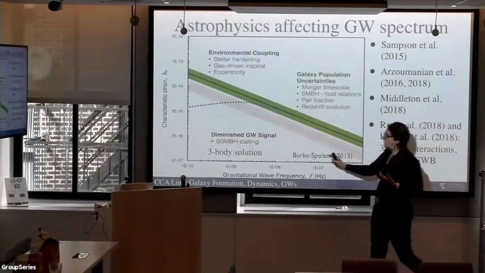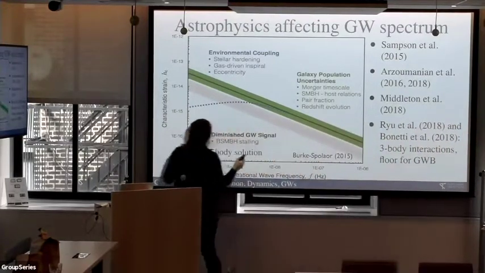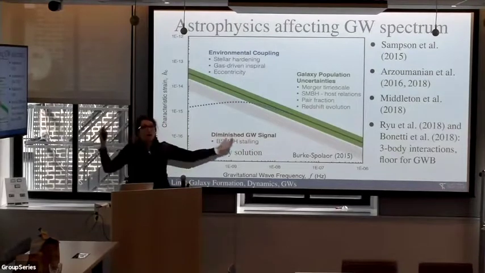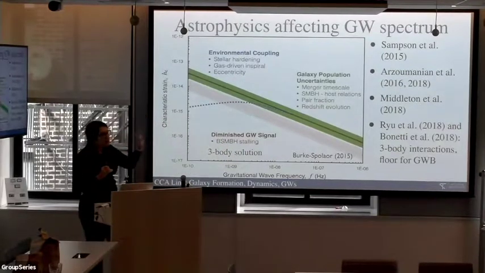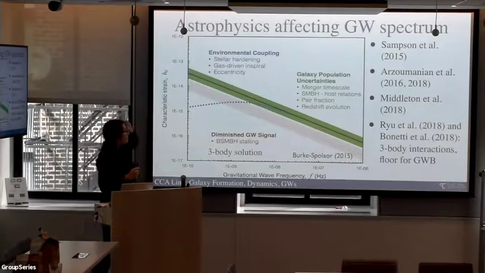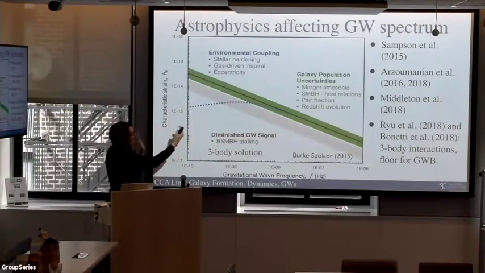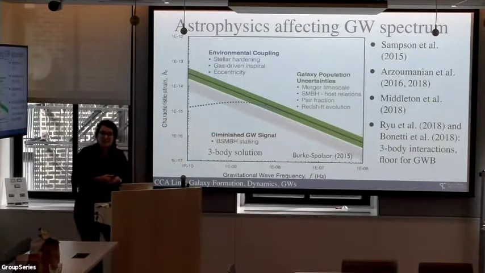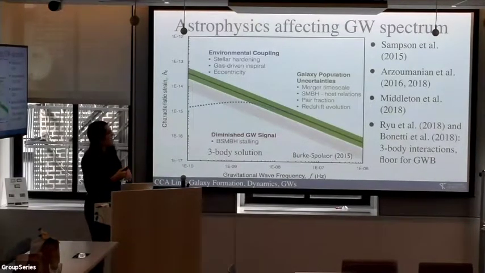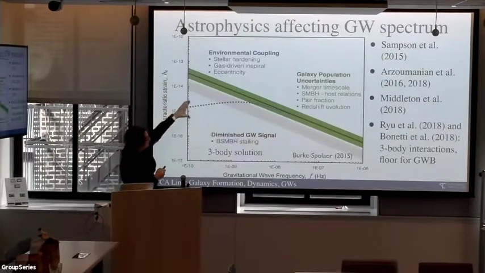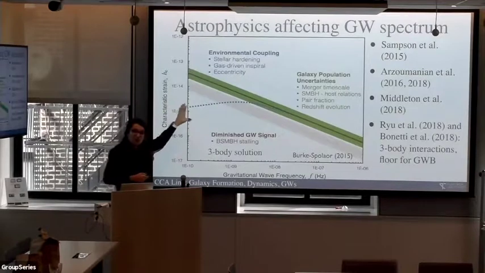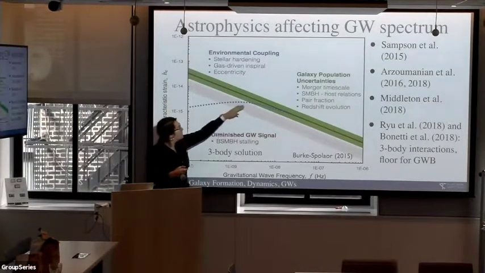Now, this happens because when you're at very low frequencies, or equivalently, very wide binary separations, it's much more efficient for your supermassive black holes to shrink their semi-major axis by interacting with stars, gas, or if your binary is eccentric, then you emit gravitational waves at all of these higher harmonics and it makes it merge more quickly. So what happens here is that you lose power in the gravitational wave part of the evolution because you're evolving by stellar hardening or gas. And that makes this part of the spectrum turn over.